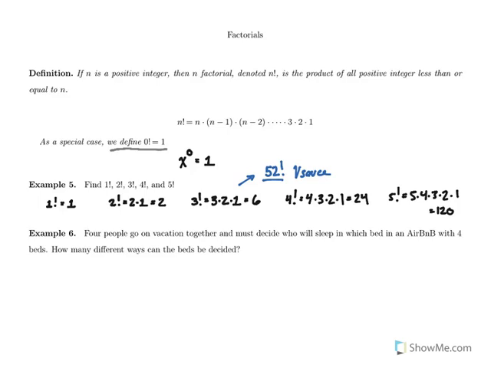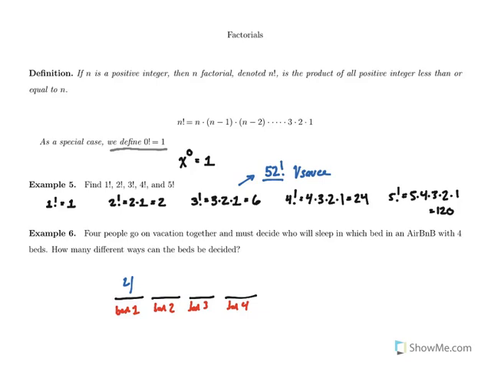Well, let's use our fundamental principle of counting. We have 4 different beds to choose from. This is bed 1, bed 2, bed 3, and bed 4. So let's think about it: 4 people going on vacation, there's the beds. We have 4 options on who gets that first bed.